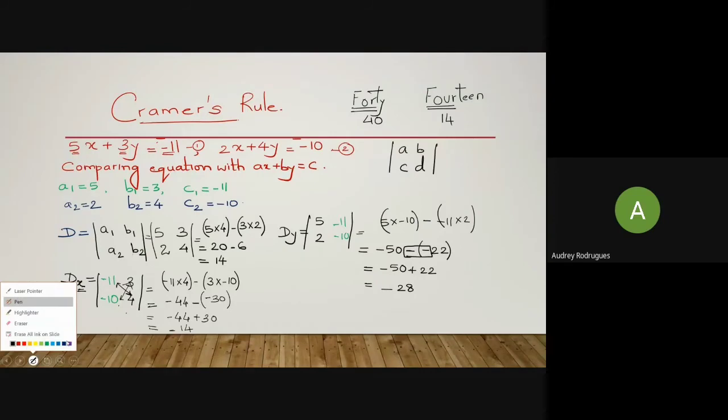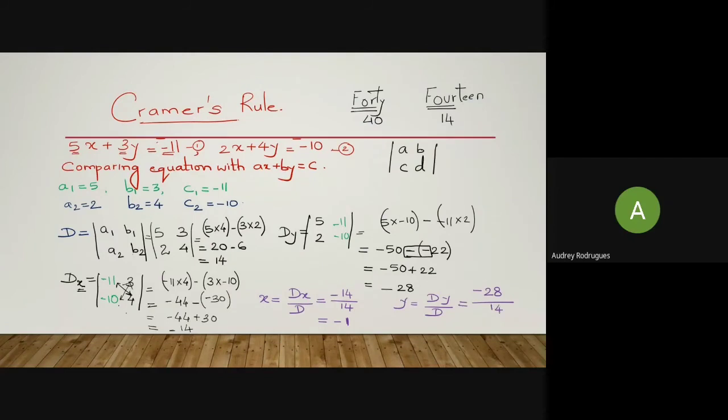But our main aim is to find the value of x and y. Correct? We don't want to find the value of dx, dy and all. So to find the value of x and y, x is equal to dx upon d and y is equal to dy upon d. So what is the dx value, students, that we got? Minus 14. So x value will be minus 14 upon 14, minus 1. Very good. dy is minus 28 upon 14, so I'll take minus 2. Very good. So, we have got the answer now.